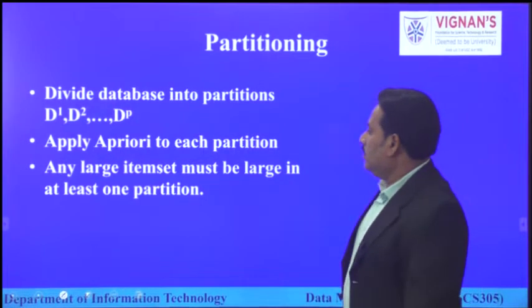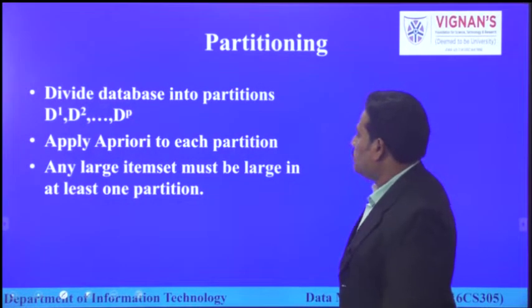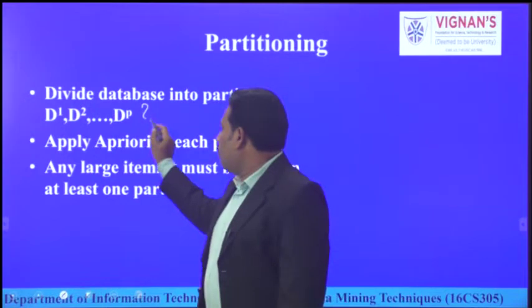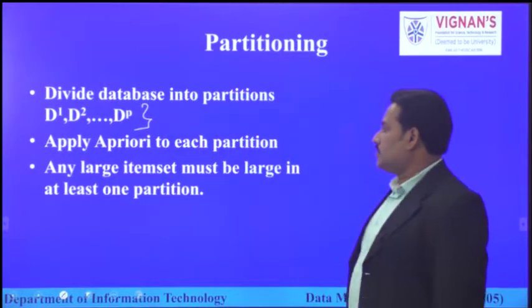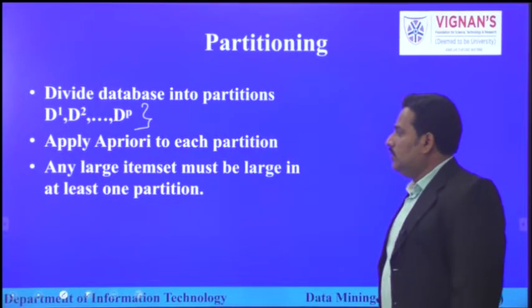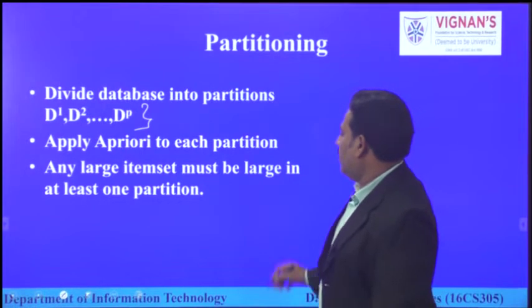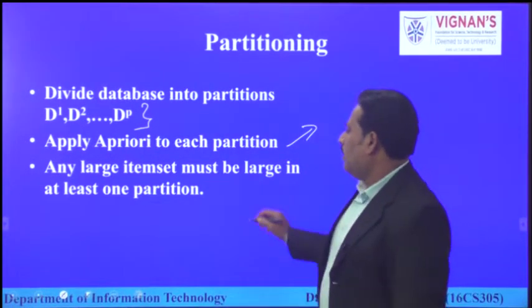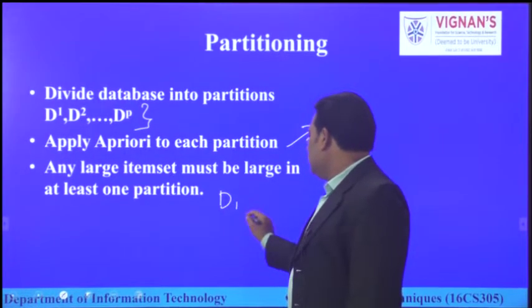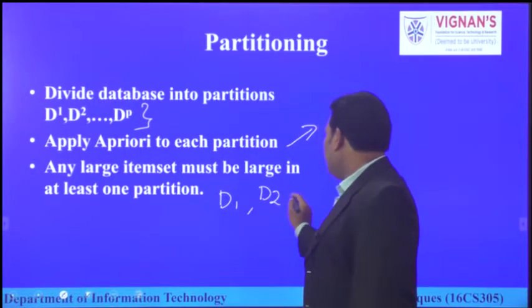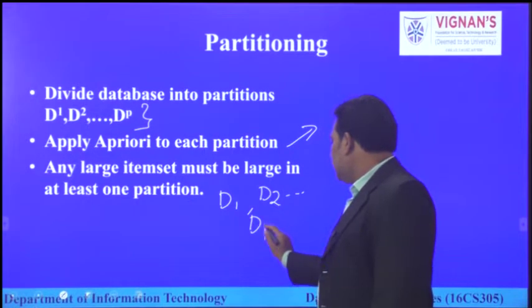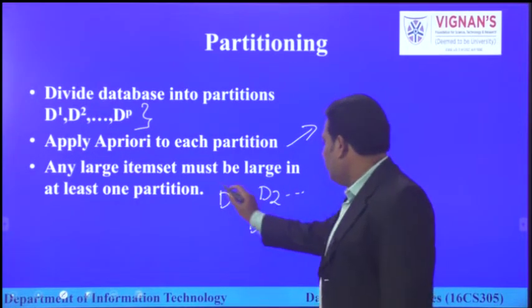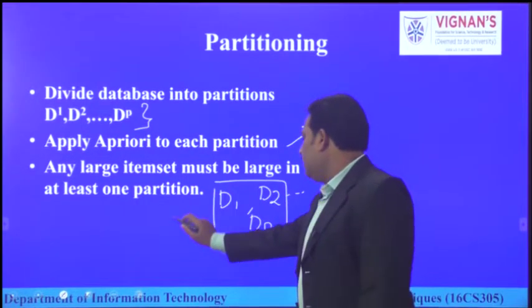Like here, what we are doing is dividing the database into partitions. Here we form P number of partitions, D1, D2 and so on up to DP. Apply Apriori for each partition, the same approach. Apply the Apriori algorithm for D1, the algorithm for D2 and repeat the process up to DP. That means the same algorithm we are repeating P number of times.